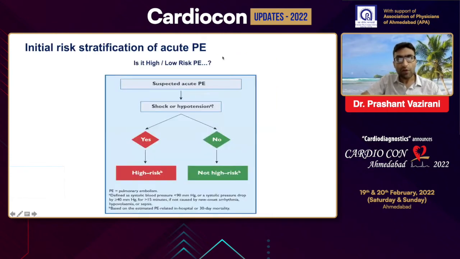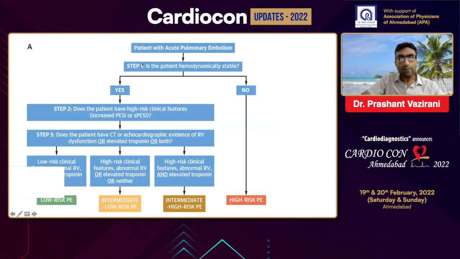So for initial risk stratification of acute pulmonary embolism, if any patient has shock or hypotension, then he is classified as high risk, like our patient of massive pulmonary embolism, as we initially defined: a pressure less than 90 or a more than 40 millimeter drop over 15 minutes, not caused by any new arrhythmia, hypovolemia, or sepsis. So any patient of pulmonary embolism who is not hemodynamically stable has high risk pulmonary embolism, or a massive PE. If he is stable, then you have to do three things. One, calculate his PESI score. Two, check his RV function either by echo or by CT. Three, check his troponin levels. If all three are abnormal, he is intermediate high risk. If two are abnormal, he is intermediate low risk, and if all three are normal, he is low risk PE.